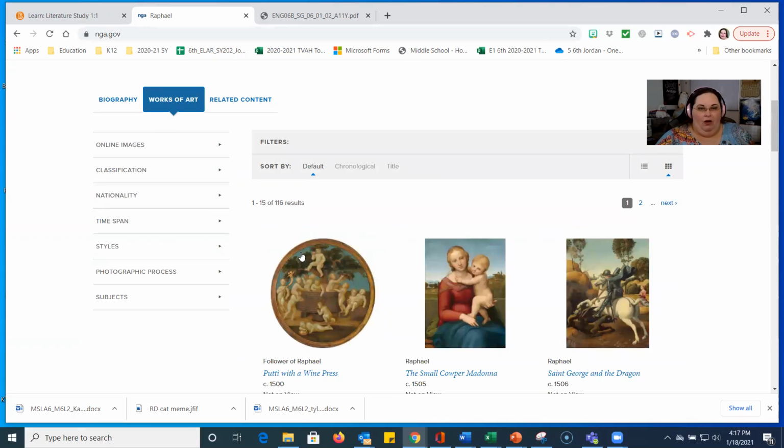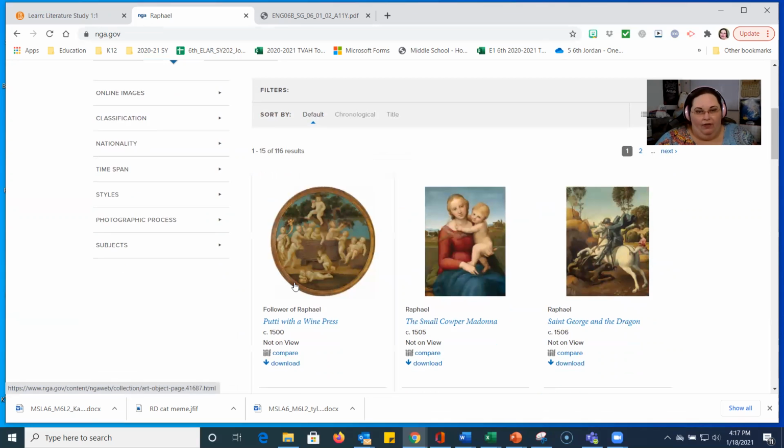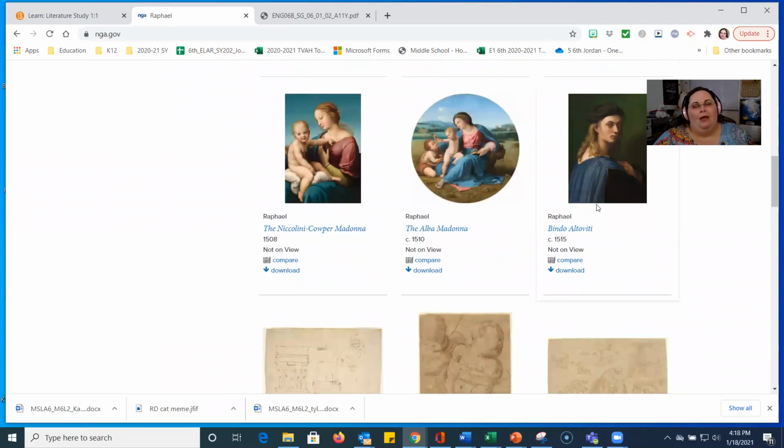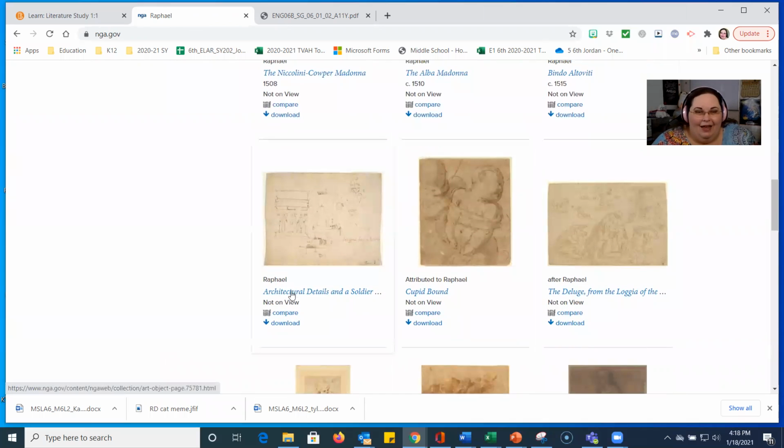All right, some of his works of art include Flowers of Raphael, and you can click on each one of these and blow them up. The Small Cowper Madonna, St. George and the Dragon, the Niccolini Cowper Madonna, the Alba Madonna, lots of Madonnas, Bindo Altoviti, probably this guy paid him to paint him. Just the original architecture designs and a soldier.